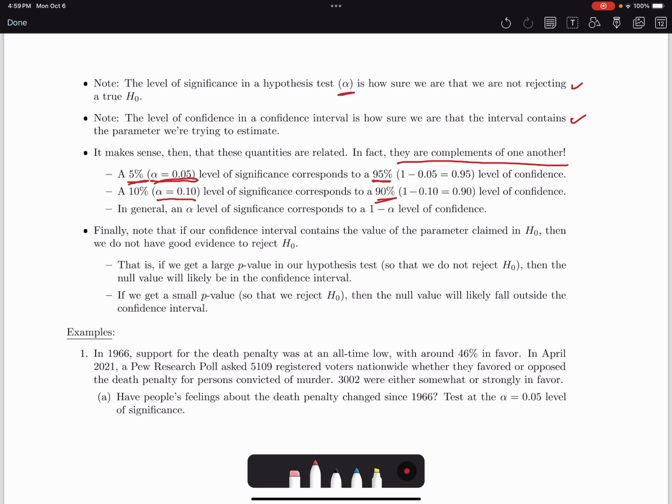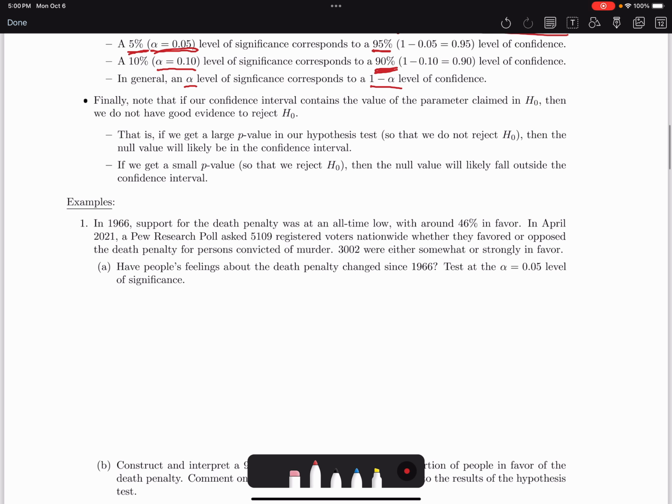You could kind of think of it like this is how confident you are that you're not rejecting a true null hypothesis. So in general, an alpha level of significance corresponds to a 1 minus alpha level of confidence, right? They're complements of one another. Okay, and then one last thing that I want to say before we start looking at some examples.